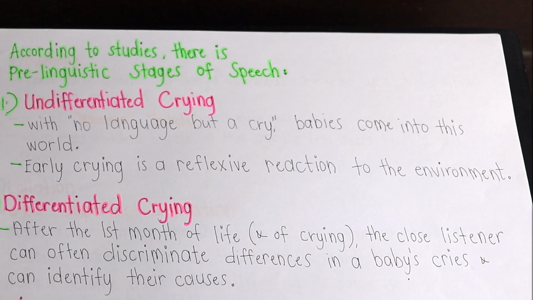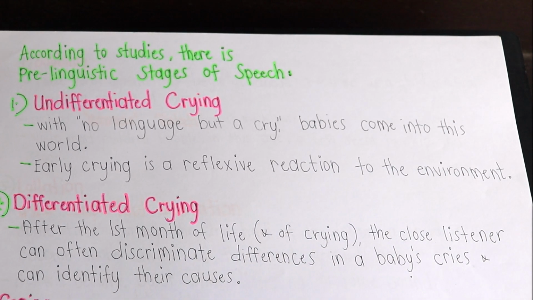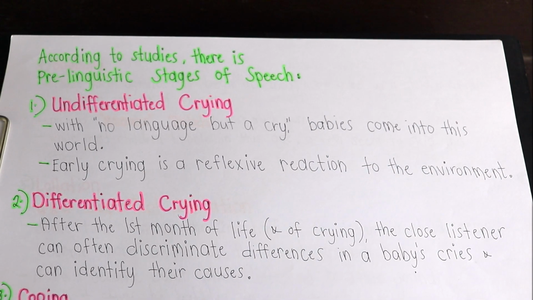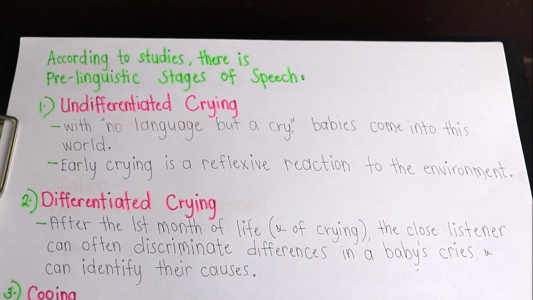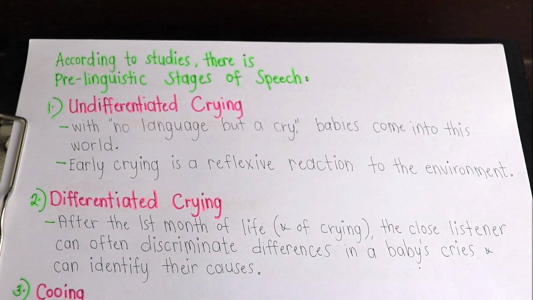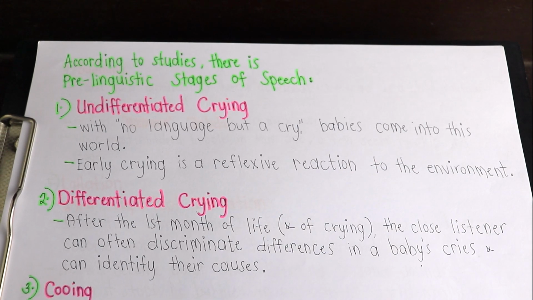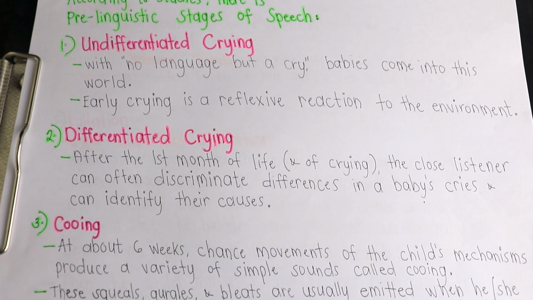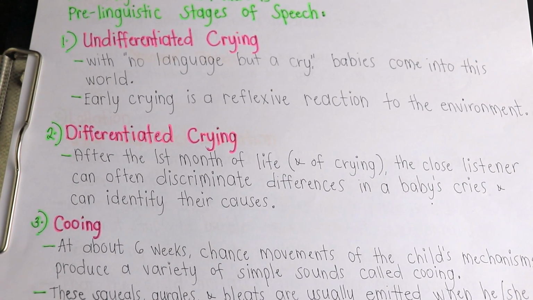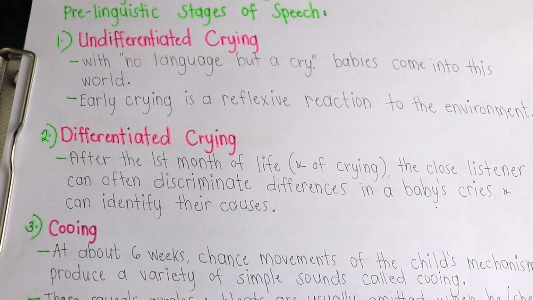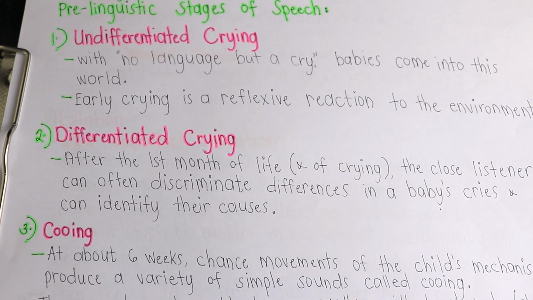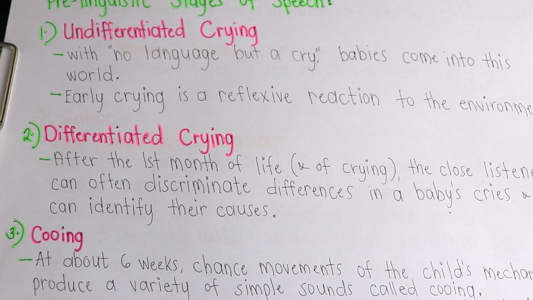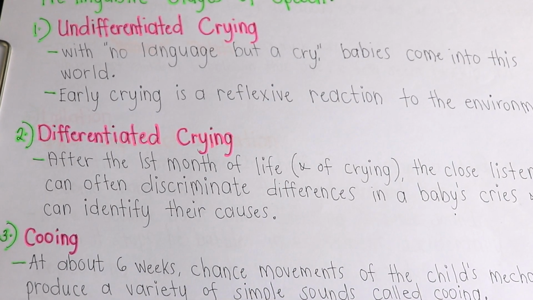According to studies, there are pre-linguistic stages of speech. Number 1, undifferentiated crying. With no language but a cry, babies come into this world. Early crying is a reflexive reaction to the environment. Number 2, differentiated crying. After the first month of life and of crying, the close listener can often discriminate differences in a baby's cries and can identify their causes.